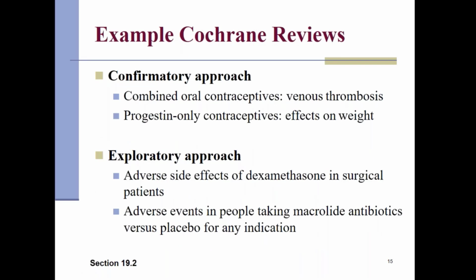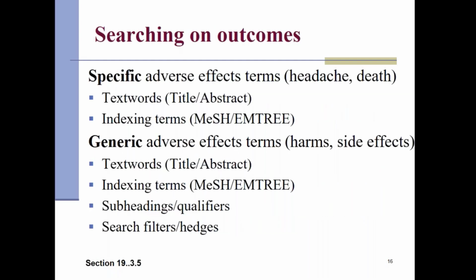For the confirmatory approach, here we have a named intervention, contraceptives, with a named adverse effect, either venous thrombosis or effects on weight. For the exploratory approach, these two examples are just looking for all adverse effects, whether they call them adverse side effects or adverse events. They're looking for all adverse effects. So searching on your outcomes will be dependent on your type of question.